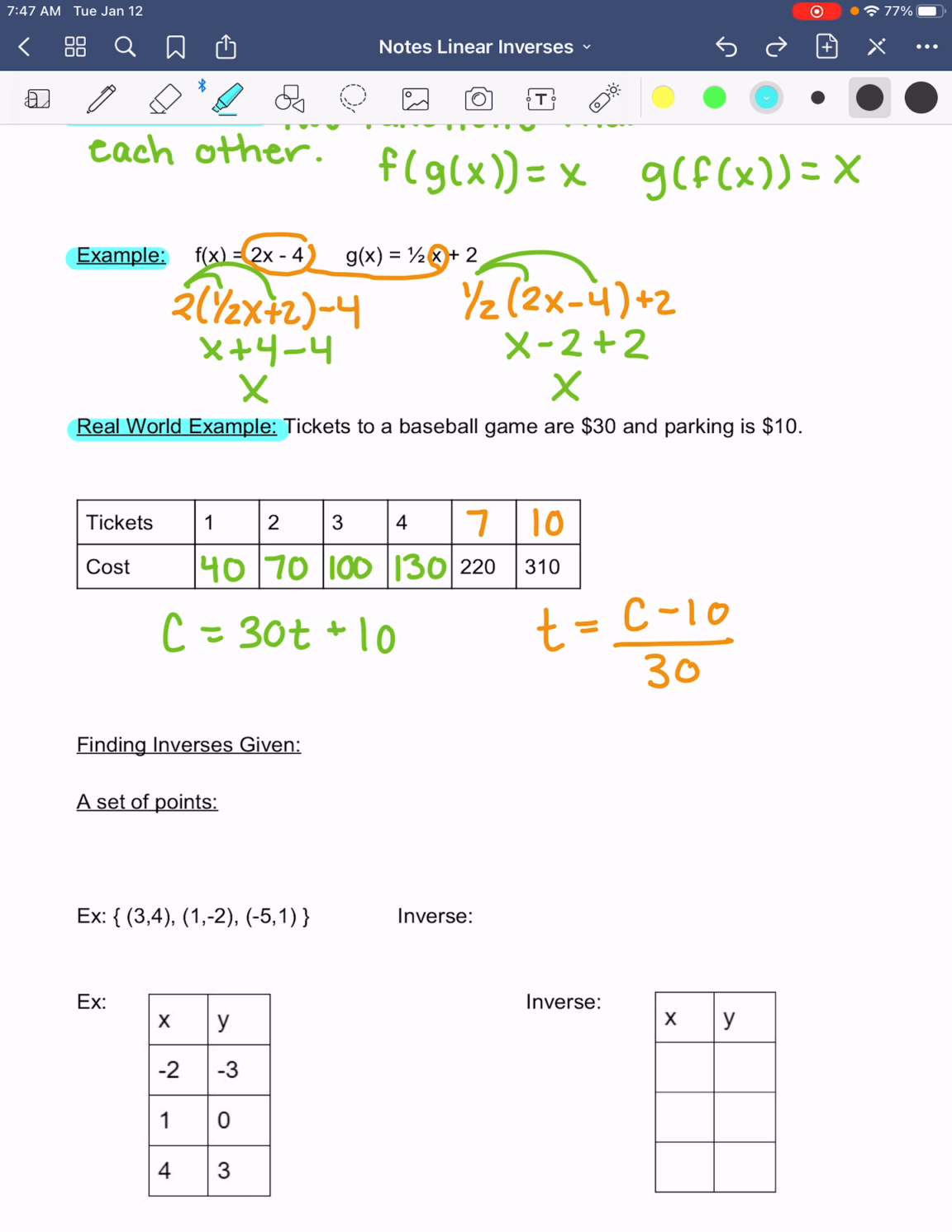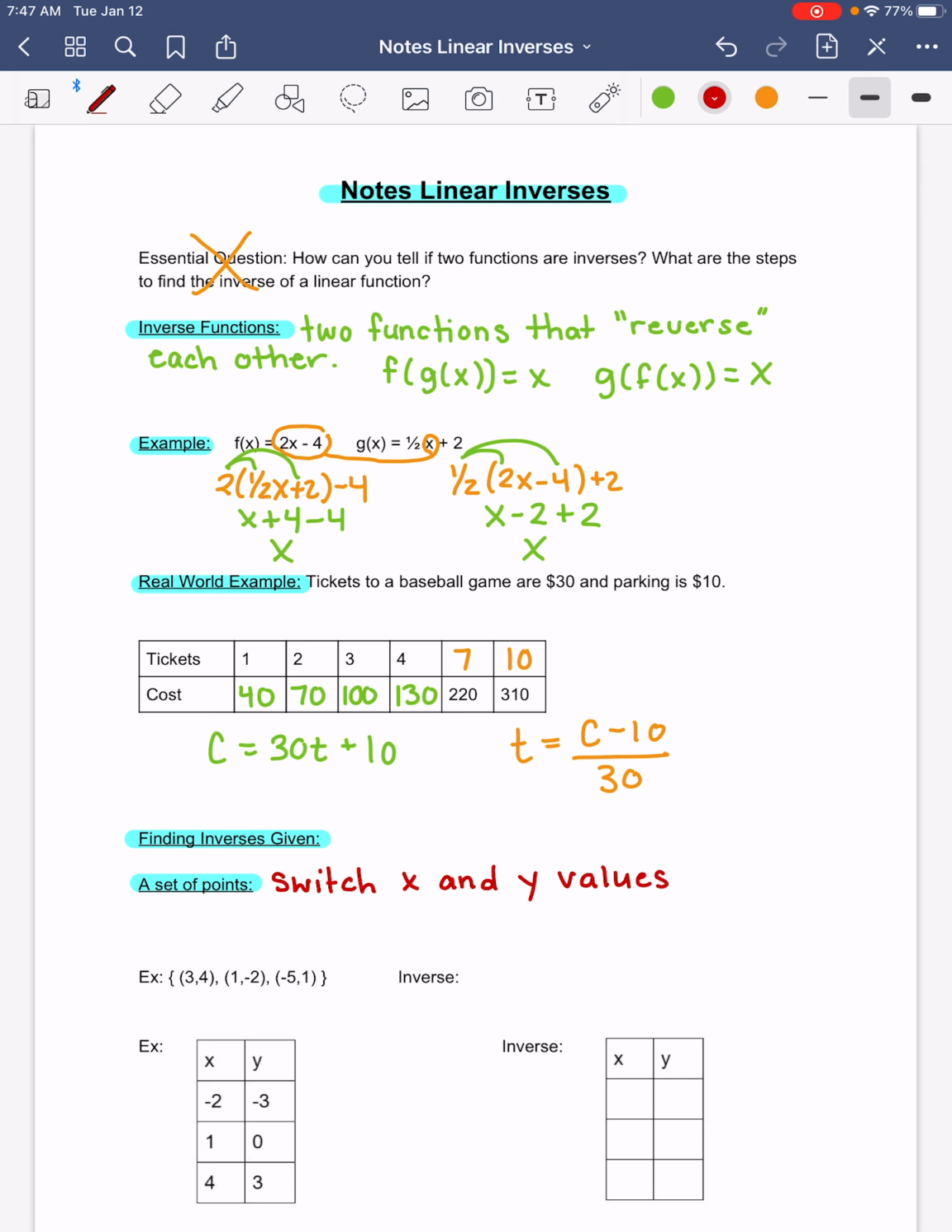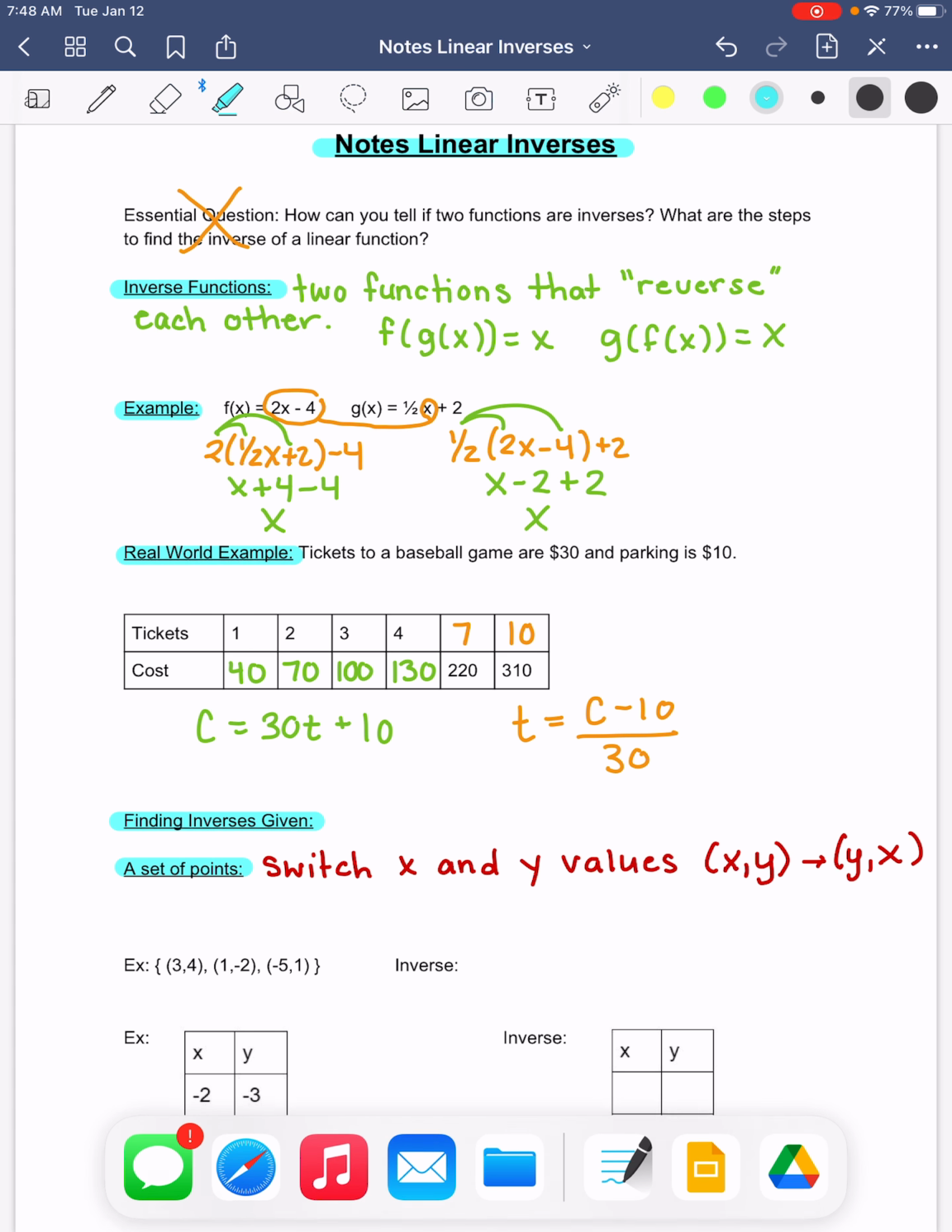All right, let's talk about how to find an inverse given a set of points, given a graph, and given an equation. So how to find it given a set of points, really easy. All you have to do is switch the x and y values. An ordered pair is normally x comma y. You're just going to switch it to be y comma x. Let's do a couple of examples. One is given as a set, and one is given as a table.